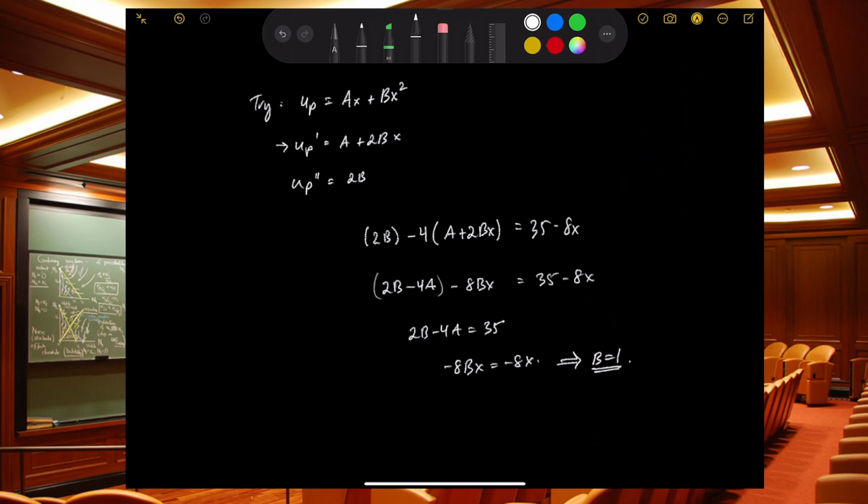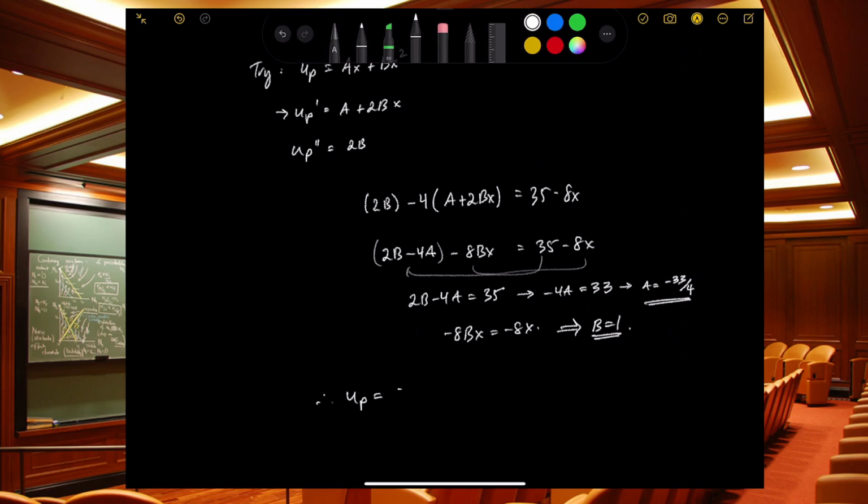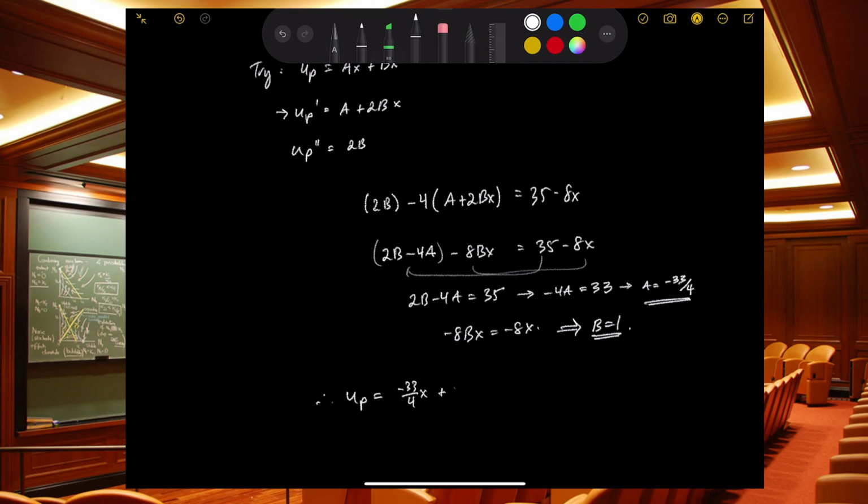And for the top one, we're just mapping the coefficients here, right? Here must be equal to here, and here must be equal to here. So if b is 1, then I'll subtract this over. So that means that negative 4a is 33. So then a is negative 33 over 4 this time. And so therefore, my u particular is of this form, negative 33 over 4 x plus x squared.